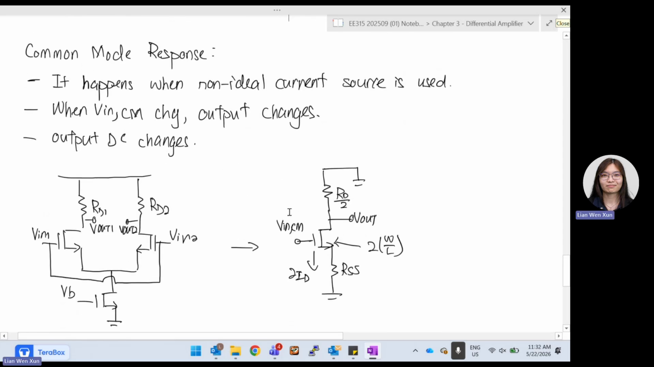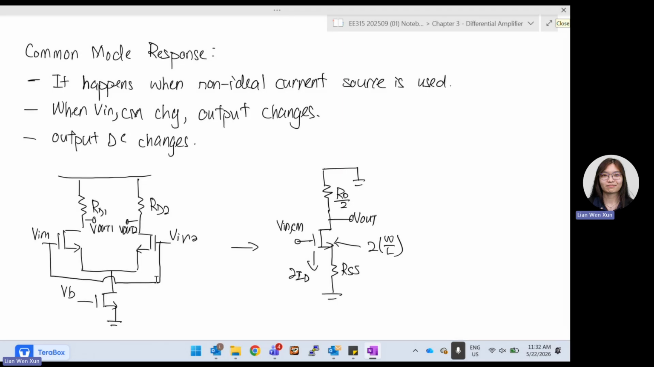And then coming to the last part of this chapter for differential amplifier, common mode response. Common mode response happens when a non-ideal current source is used. We always say that we will use something very ideal at the bottom, ISS. But common mode response might happen when a non-ideal current source is used.